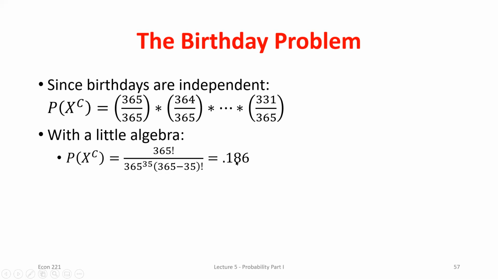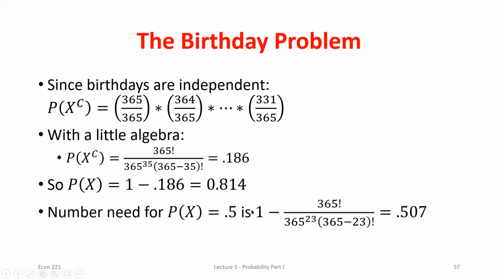So 0.186, but remember, that's the probability of the complement. So we still have to subtract that from 1. So the probability that in a group of 35 people, 2 people have the same birthday is actually 81%, right? Which seems crazy. But it's how it works out. It just goes against our initial intuition.